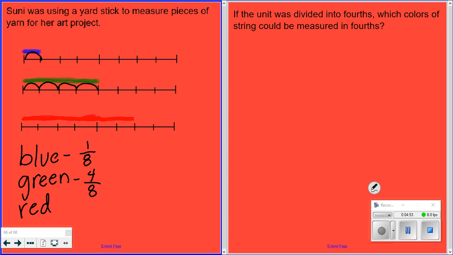What about the red one? I'm still counting by 8s. 6/8. Let's see if he's right. Count with me. 1/8, 2/8, 3/8, 4/8, 5/8, 6/8.